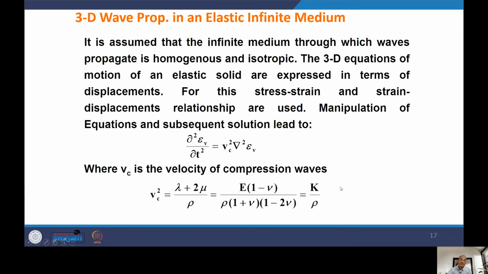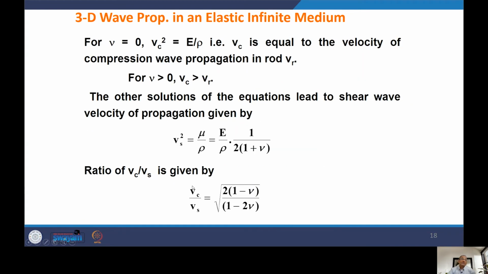Now, let's say if I put mu equal to 0 in this equation, what will happen? You will get E by rho. That means Vc square will be the same as VR square. So we can deduce that for mu equal to 0, Vc square is equal to E by rho, that is, Vc is equal to the velocity of the compression wave in the rod.